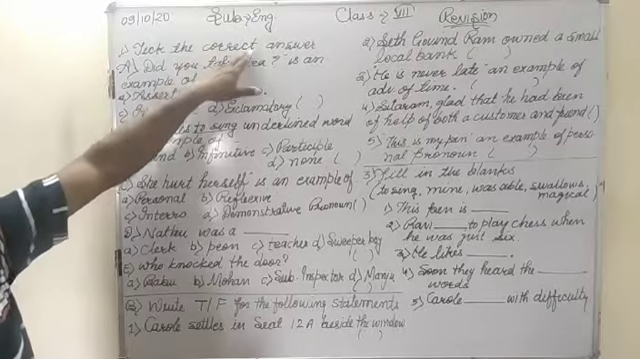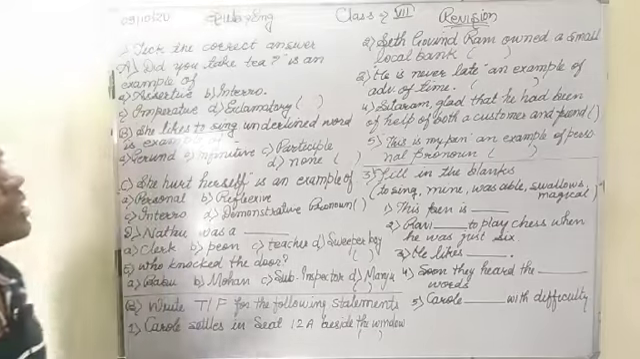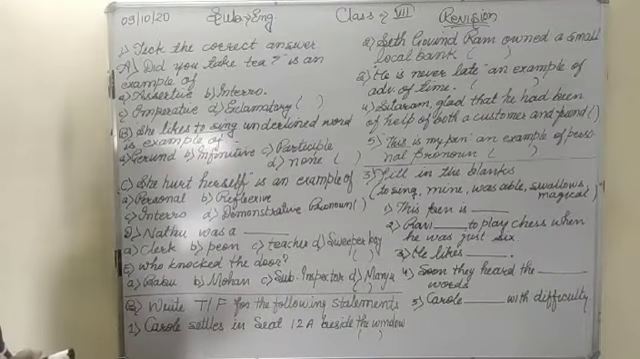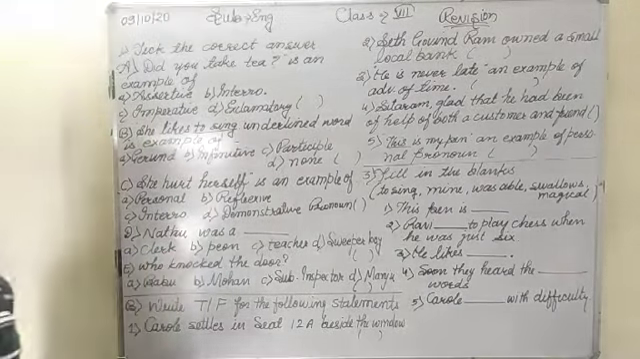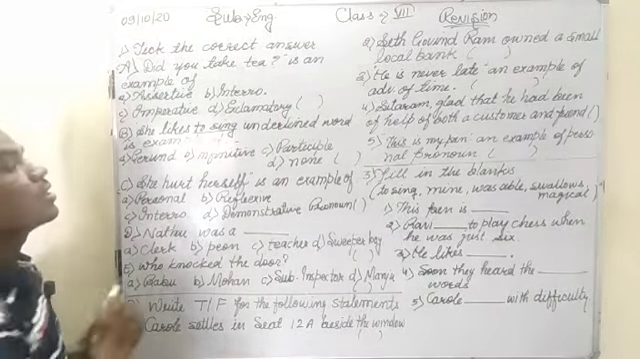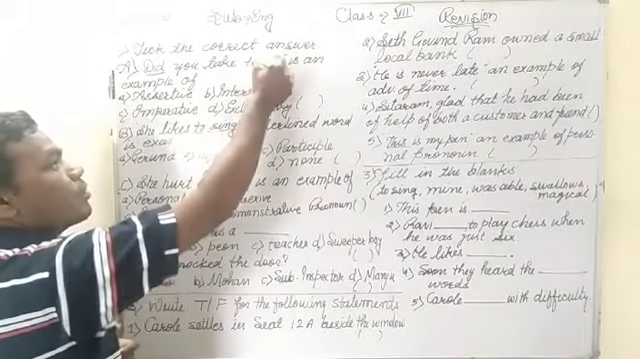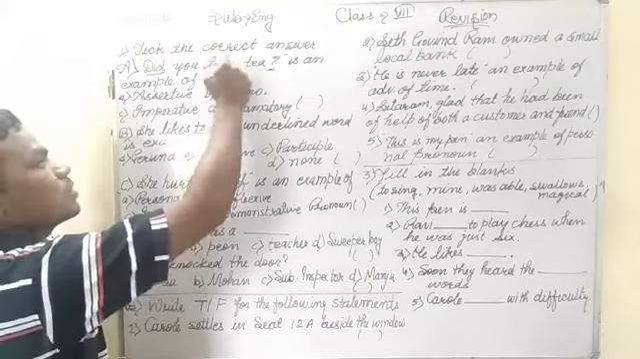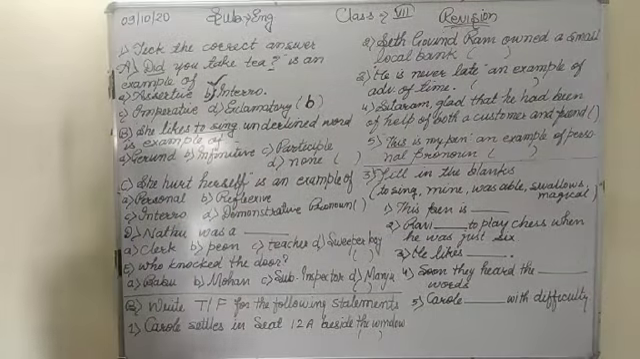Dear students, first, tick the correct answer. The first sentence is, "Did you take tea?" is an example of assertive, interrogative, imperative and exclamatory sentences. In this sentence, the sentence starts with did, a helping verb, and finishes with a question mark. We know very well if the sentence finishes with a question mark, then it is called an interrogative sentence. So option B is right.